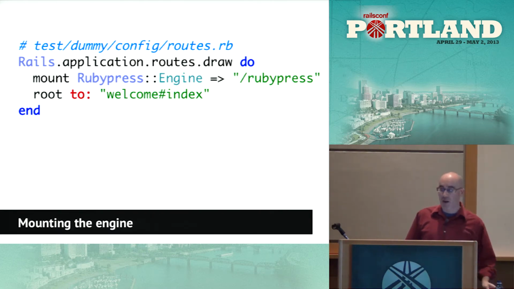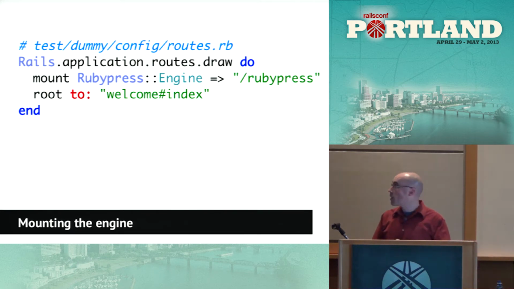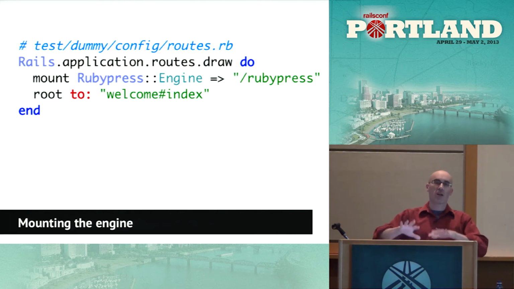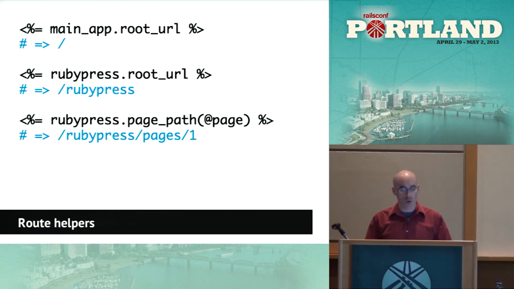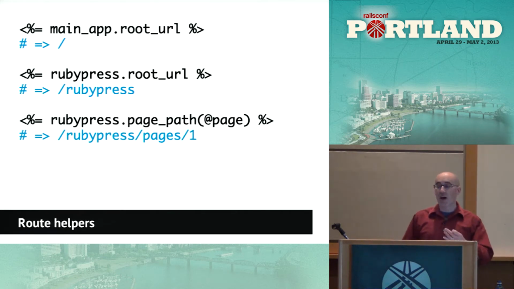You can also see that we have this second root URL, or root route defined here. The key takeaway here is each engine and the application can each have their own separate route that's available. So once the routes have been defined, let's take a look at how you would actually link to them.